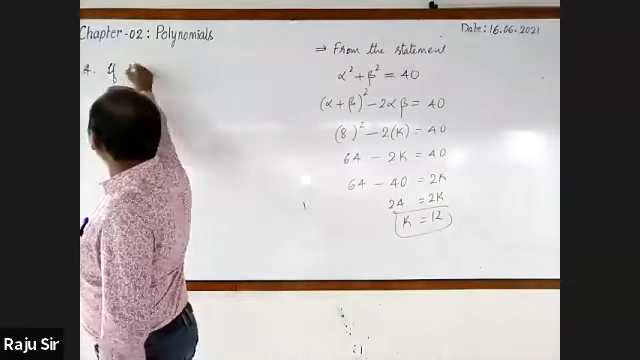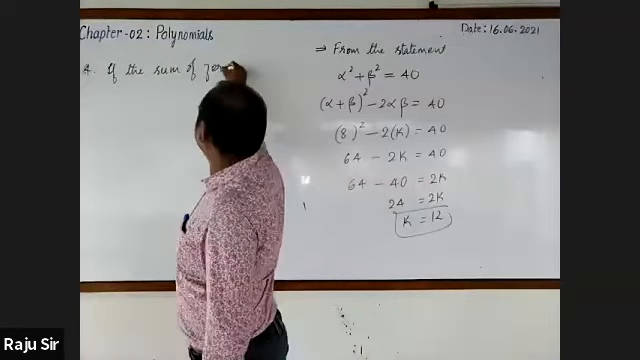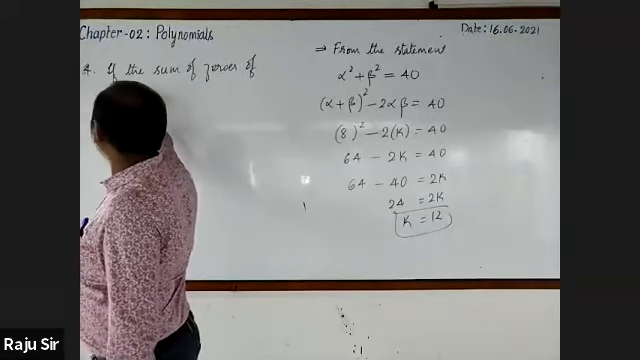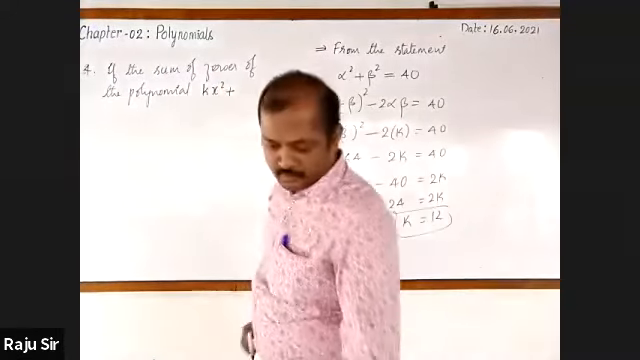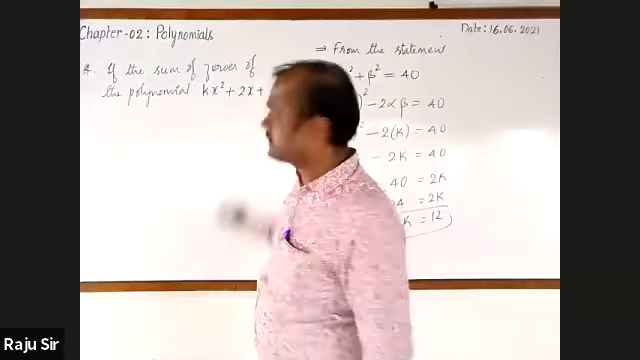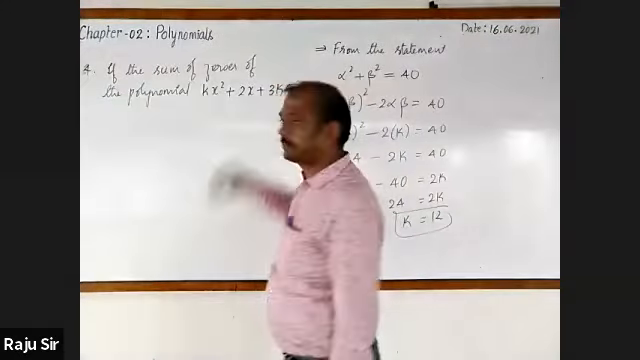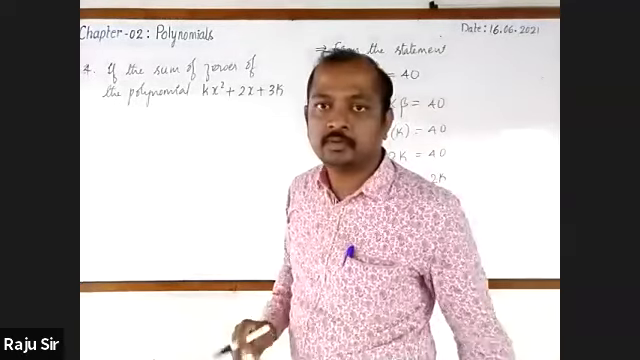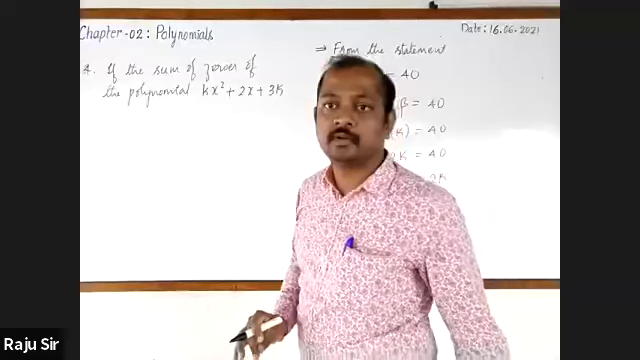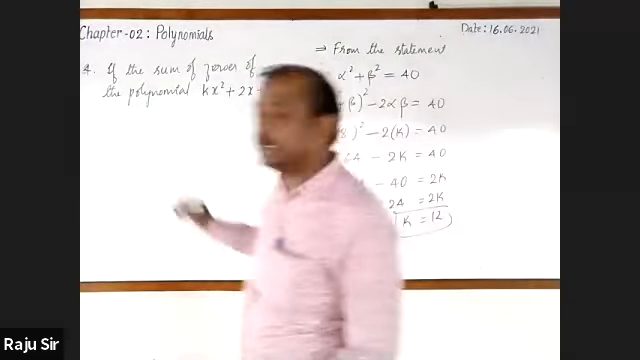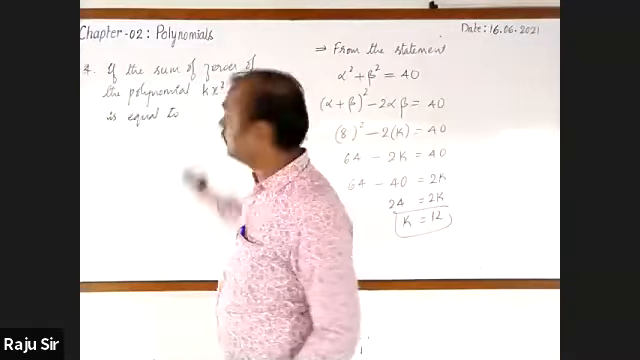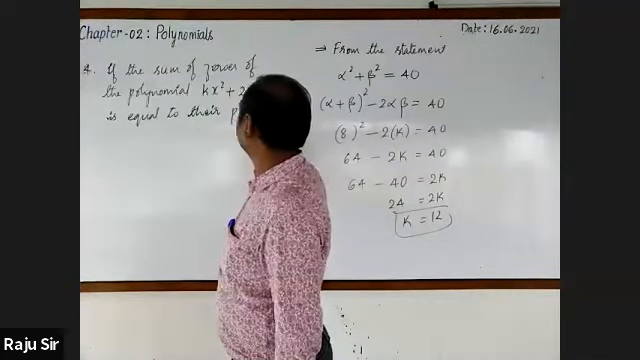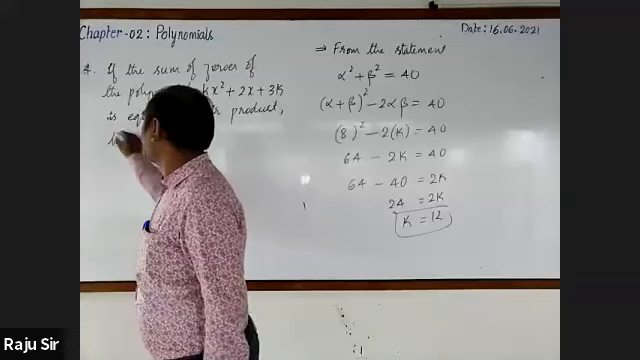If the sum of zeros of the quadratic polynomial kx square plus 2x plus 3k is equal to their product, then find k.